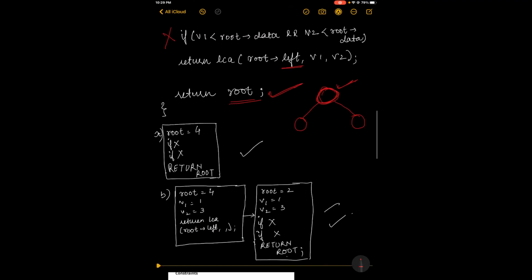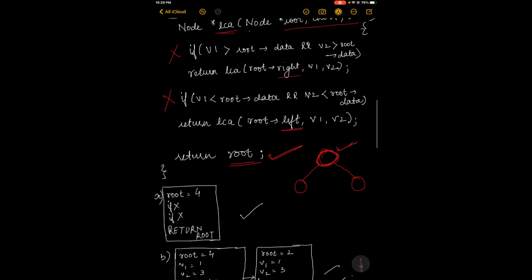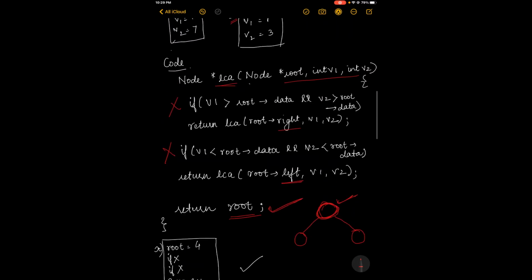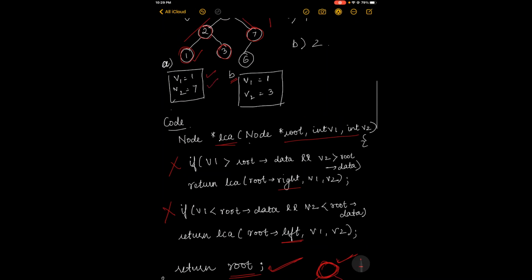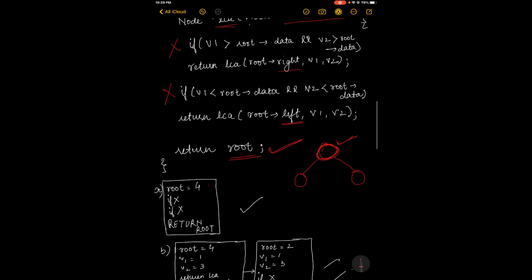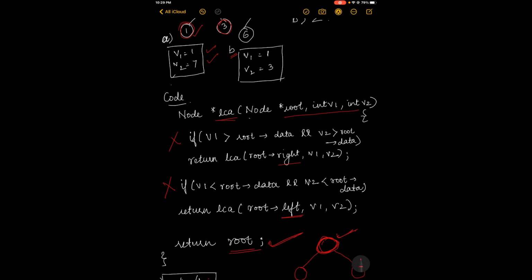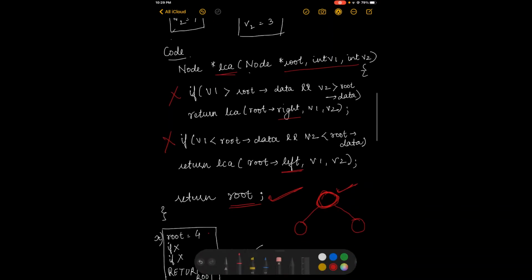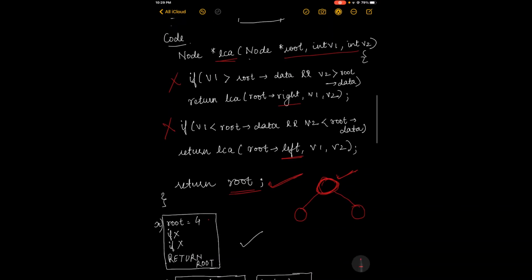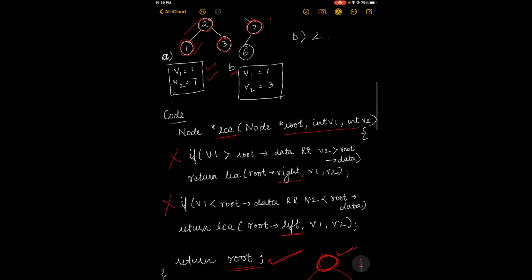So let's now move to the dry run. Suppose we take the first bit where V1 is 1 and V2 is 7. So root equals 4. V1 is greater than root data and V2 is greater than root data. That is not satisfied here. Even the next condition is not satisfied here. So it means that these two are children of 4 on the two sides. So we'll simply return the root, which is equal to 4.